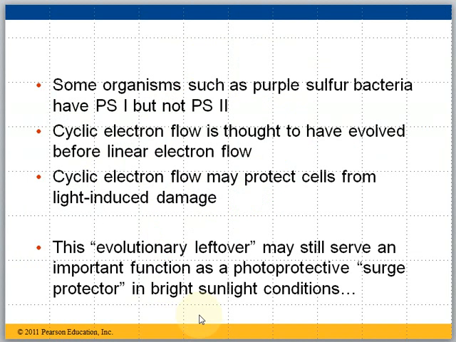This cyclic electron flow is thought to be pretty ancient. There are some very ancient, simple organisms that do photosynthesis, such as purple sulfur bacteria. They have photosystem 1, but they don't even have photosystem 2. So they can only do this method. And it's thought that this is an ancient method of photosynthesis that evolved prior to linear electron flow.